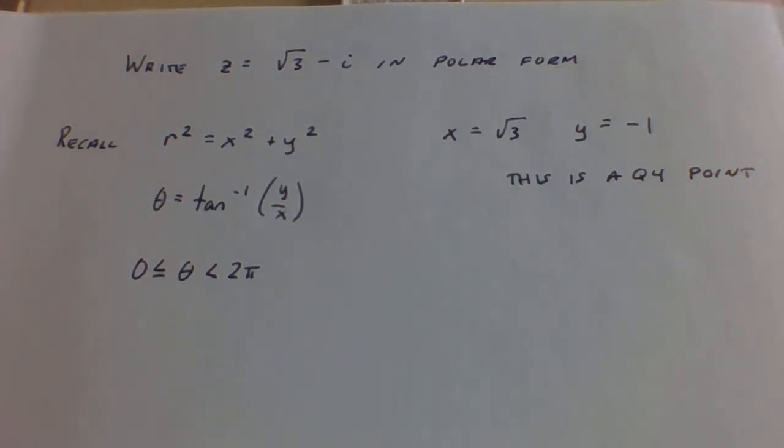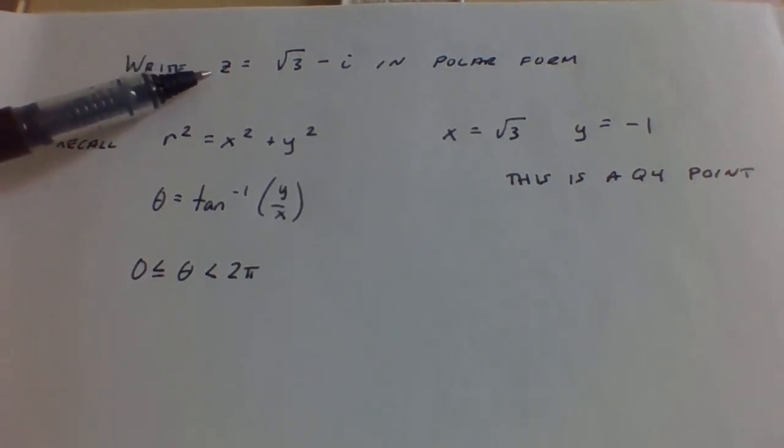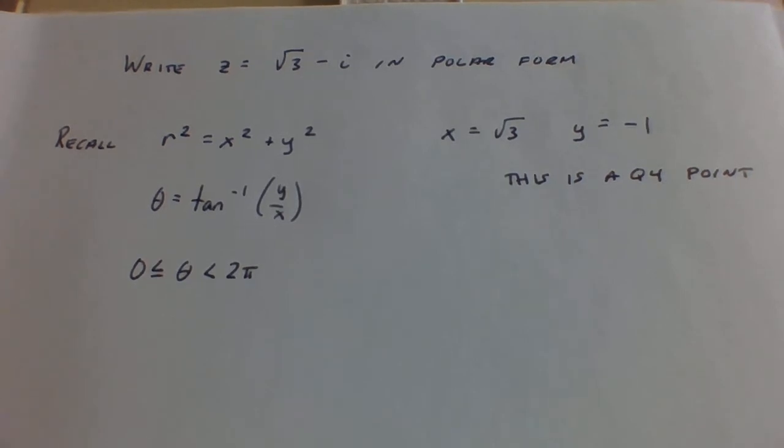Let's take a look at our next example. We want to write z equals radical 3 minus i in polar form. So we want to recall some information. Polar form means we have to have r and theta in our answer.